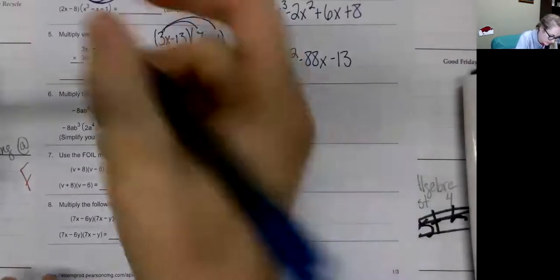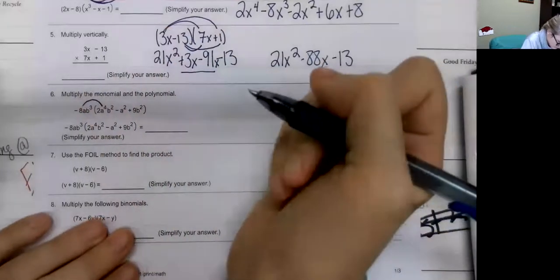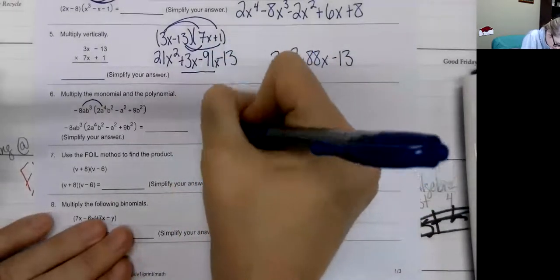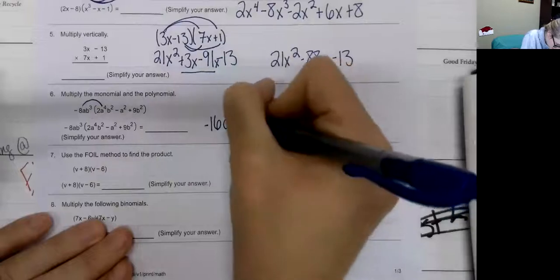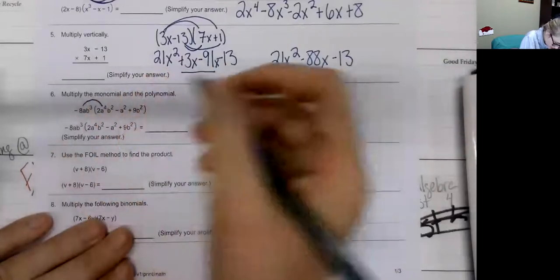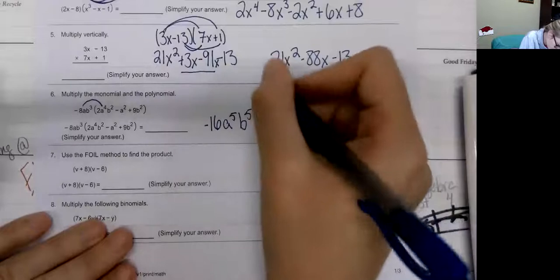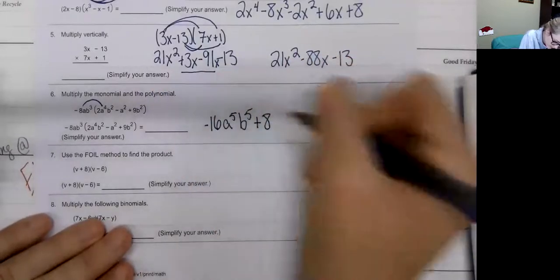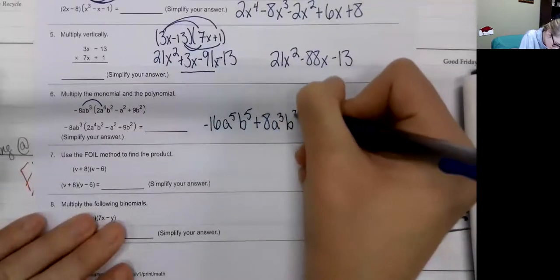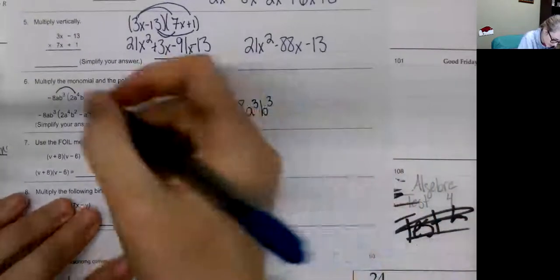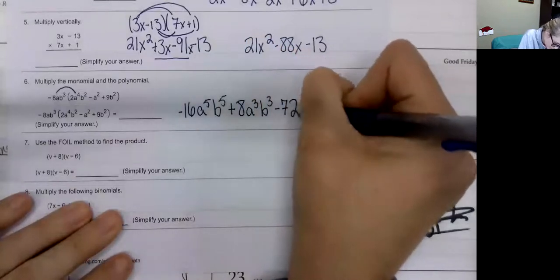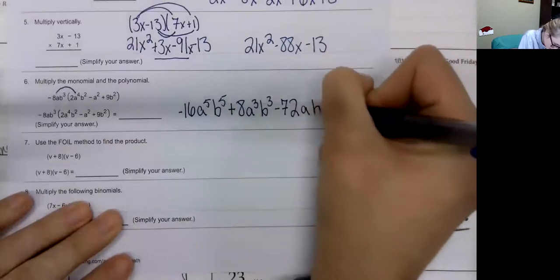Okay, distributing here, so negative 8ab cubed times 2a to the fourth b to the second. So negative 8 times 2 would have been negative 16a to the fifth b to the fifth. Negative 8ab cubed to negative a squared. Negative times a negative is positive a, and then we'd have a cubed b cubed. Now negative 8 times positive 9b squared, so we'd have negative 72ab to the fifth.